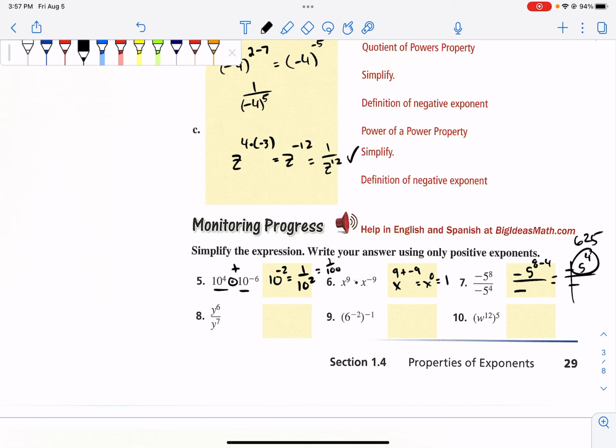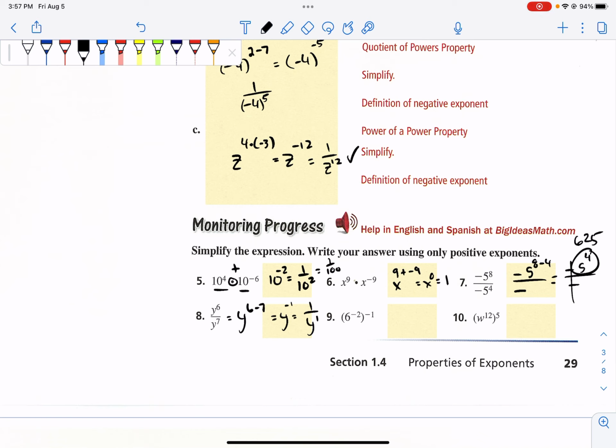Okay, number 8, y to the 6 divided by y to the 7. Well, that's just y to the 6 minus 7, the top minus the bottom, which is y to the negative 1. And I need to move that to the bottom, and that becomes 1 over y to the 1.